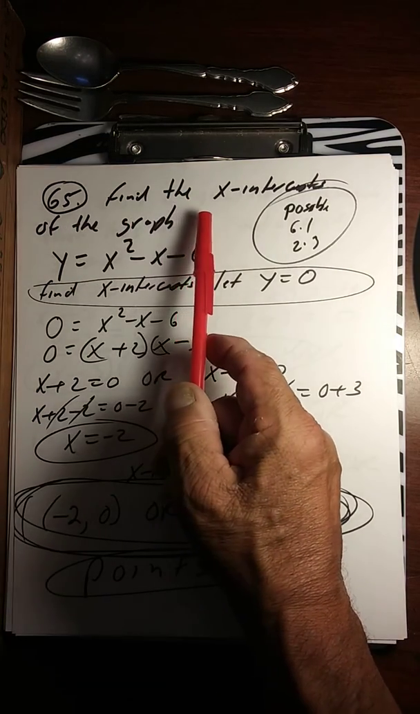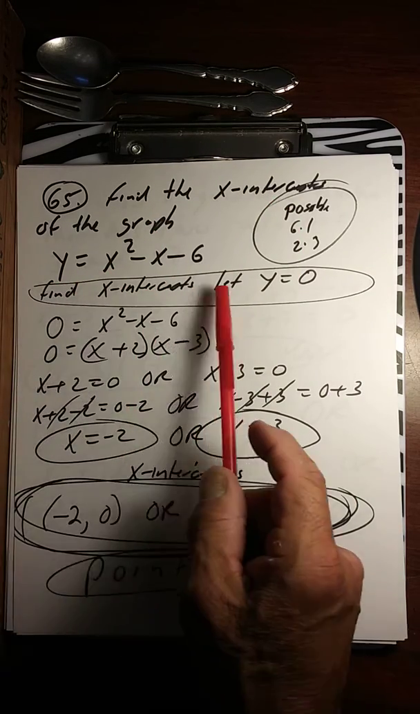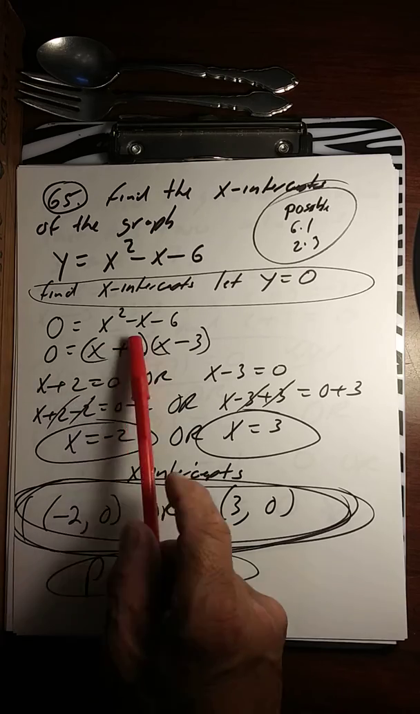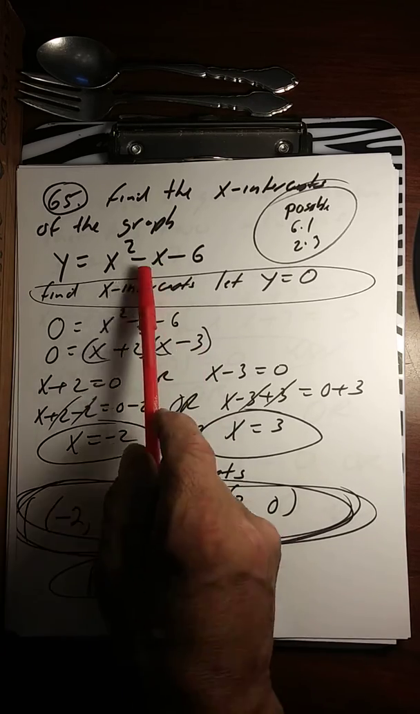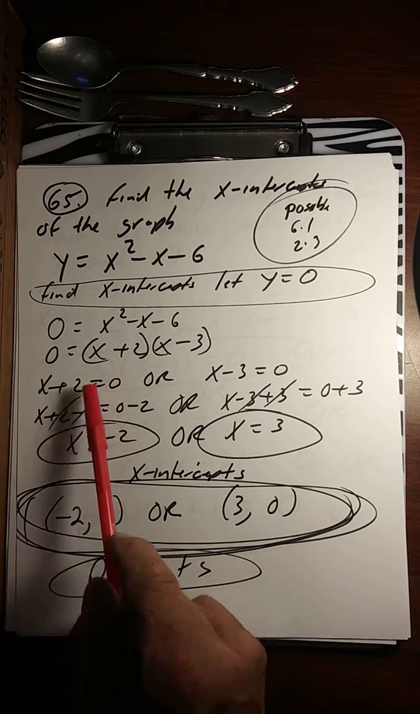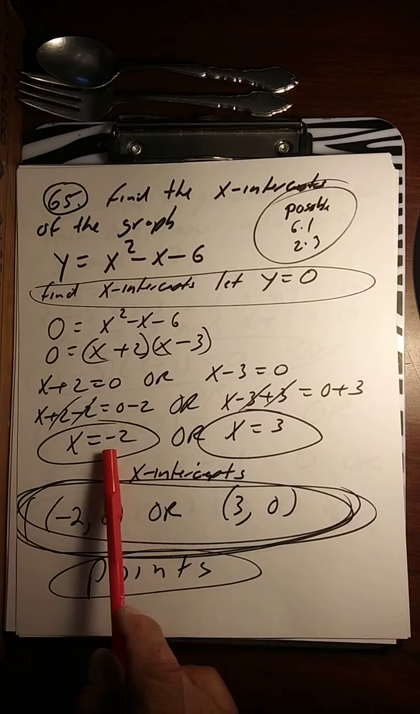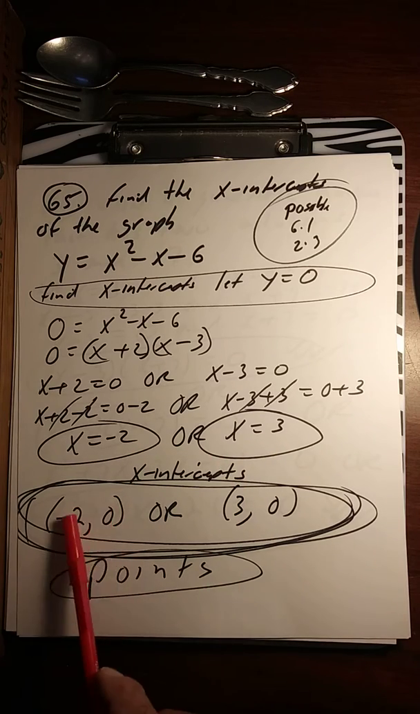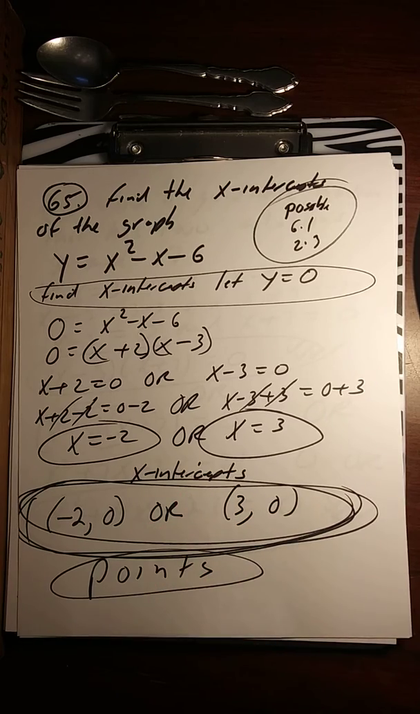Find the x intercepts: let y equal 0. So 0 equals this; factor this out. 2 and negative 3 give negative 6 and that. Okay, so x plus 2 equals 0, minus 2, x is negative 2. Then x minus 3 equals 0, add 3, x is 3. So negative 2 and 3, or negative 2 comma 0 and 3 comma 0. There are the points, the intercepts.